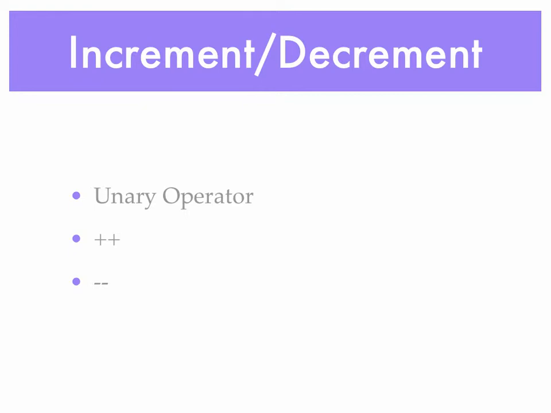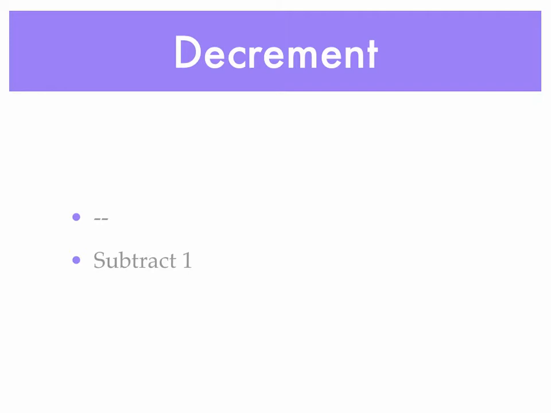To increment, we use the symbol plus plus, which results in 1 being added to our operand. To decrement, we use the symbol minus minus, which results in the subtraction of 1 from our operand. We can pre and post increment and decrement. Pre before, post after. When we pre-increment or decrement, we put the symbol before the operand. When we post-increment or decrement, we put the symbol after the operand.